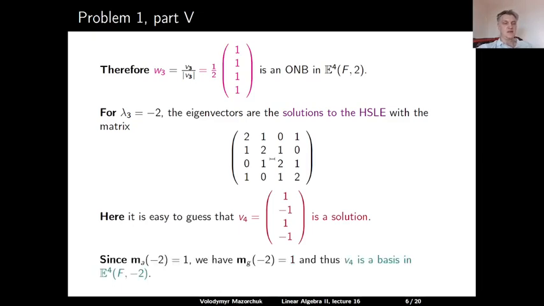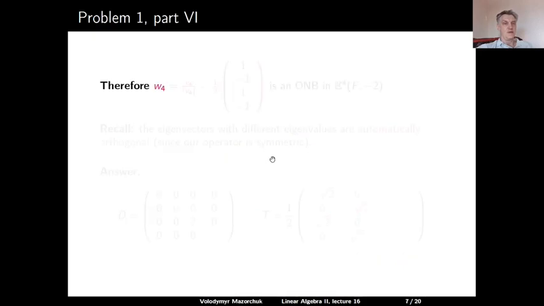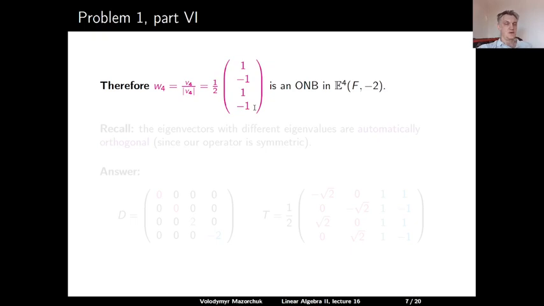And since the algebraic multiplicity of our eigenvalue minus 2 is 1, the geometric multiplicity is automatically 1, and therefore this vector v4 forms a basis in the eigenspace for f with eigenvalue minus 2. Again, we only need to norm it, so we divide it by its length and denote the outcome by w4. v4 was 1, minus 1, 1, minus 1. The length of this vector is 2. So w4 is 1 divided by 2 times 1, minus 1, 1, minus 1. And this vector forms an orthonormal basis in the eigenspace for f with eigenvalue minus 2.